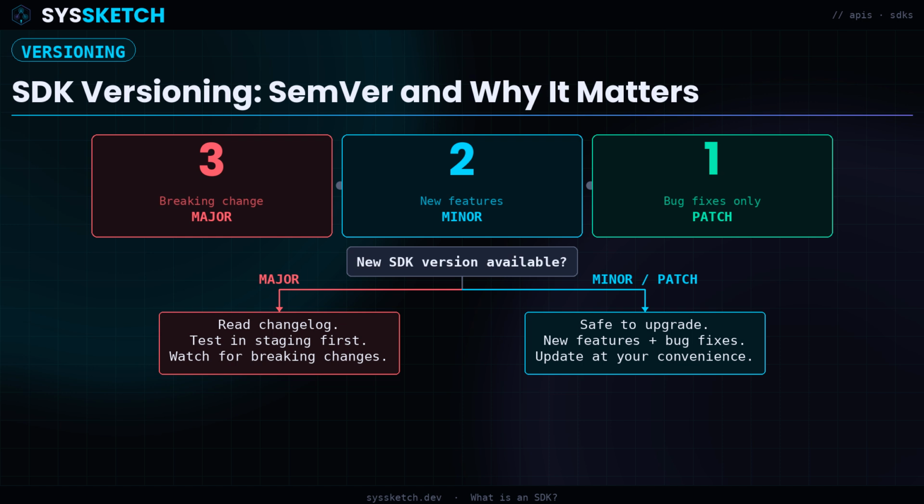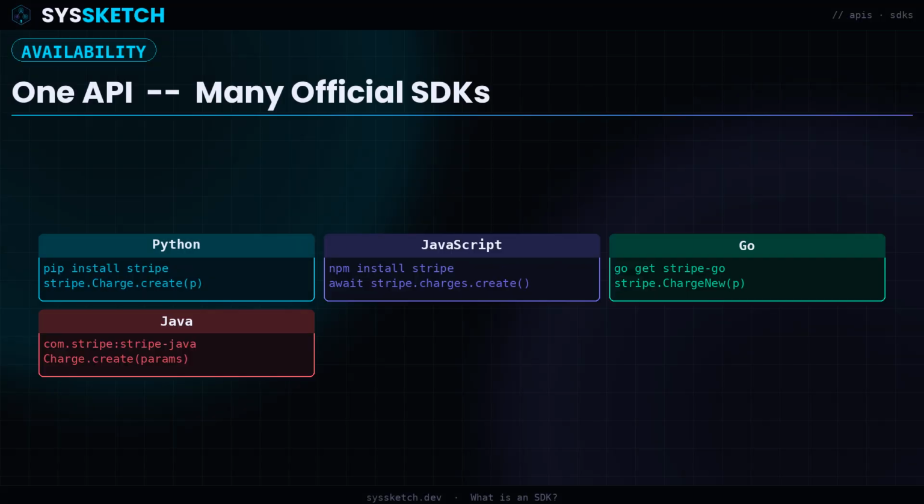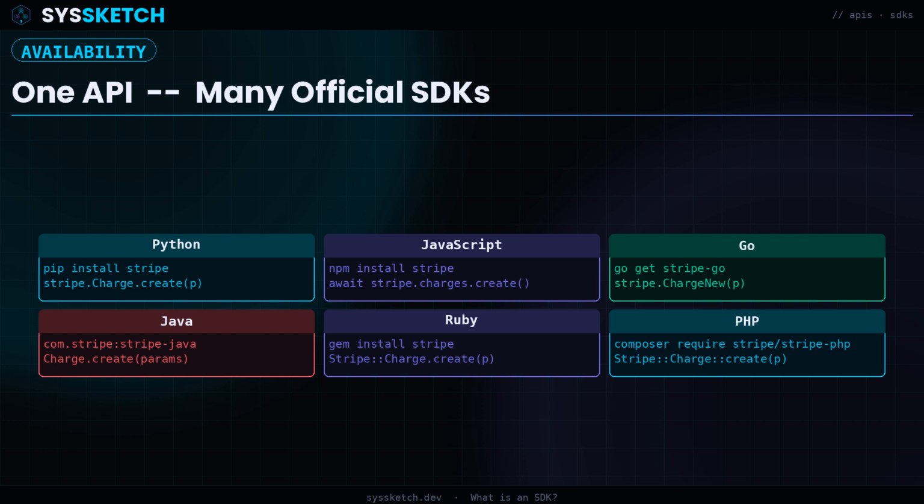When a new SDK version drops, the question is simple. Is it a major version? Read the changelog carefully and test thoroughly in staging before you ship. Is it minor or patch? Update at your convenience. The rule that saves you the most pain is to always pin your SDK version in your dependency file and upgrade deliberately, never automatically on every build.